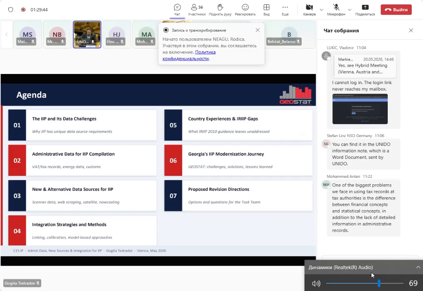During my presentation, we will move through 7 areas: the unique data challenges of IIP, administrative sources, new and alternative data sources, integration methods, country experiences, what IIP 2010 fails to cover, Georgia's own journey, and finally proposed revision directions with questions for the task team.